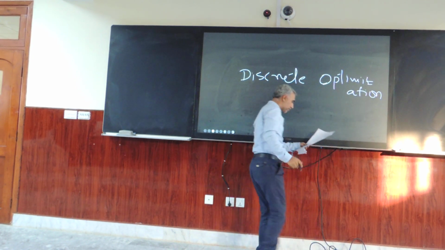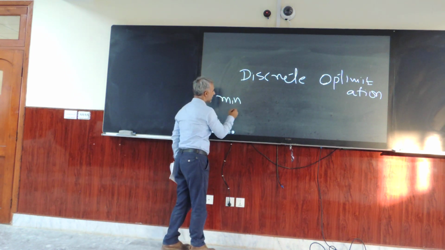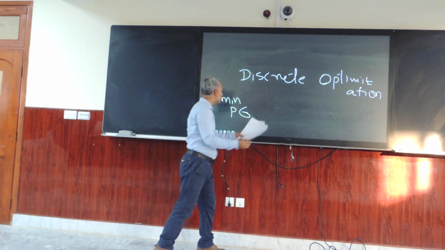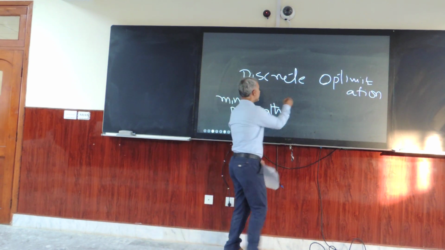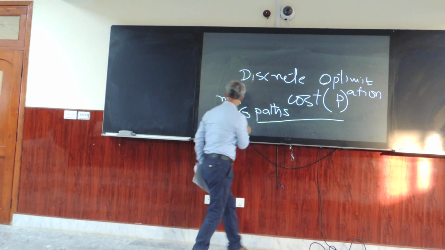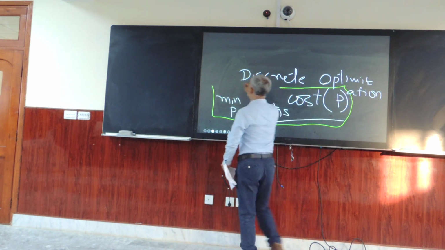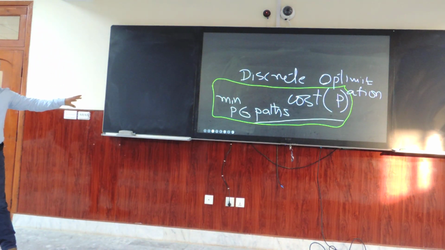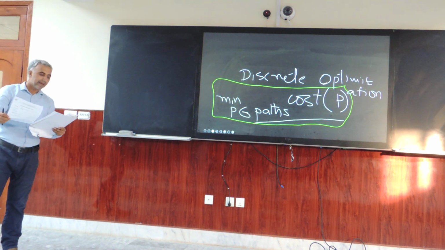So in discrete optimization, you want to minimize the point. Of course, the point belongs to some path, and that's the cost. You need to minimize the cost along the route path, with the help of points. So how can it be achieved? Heuristic.